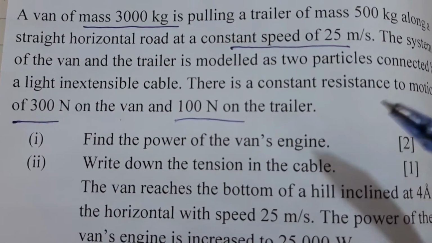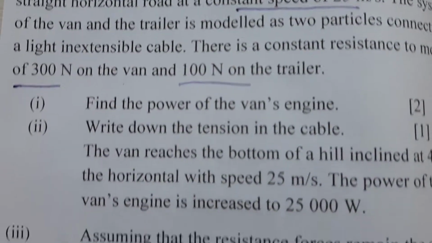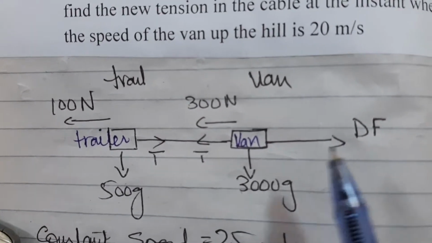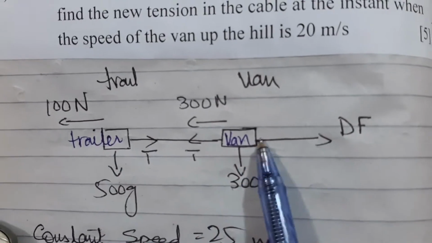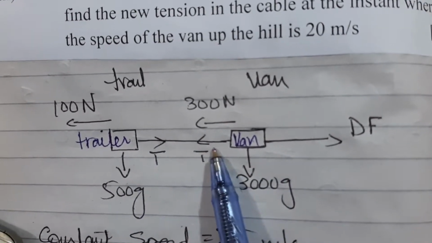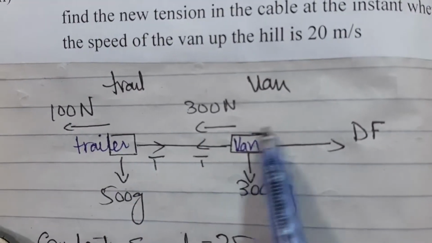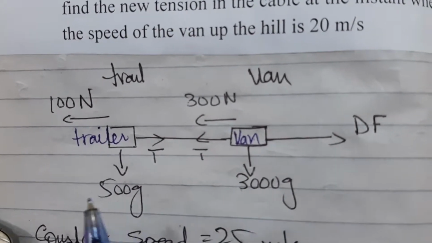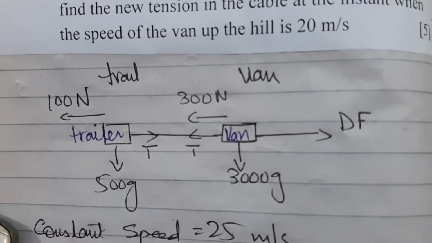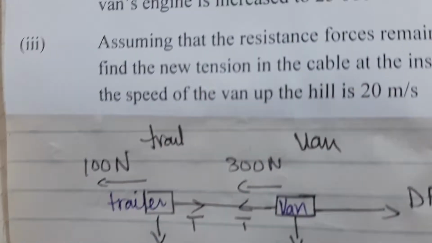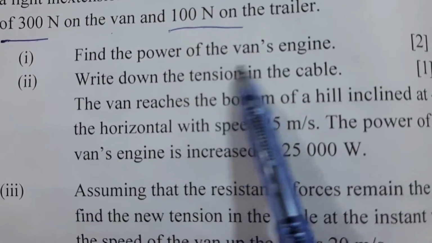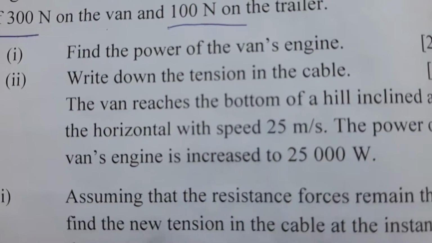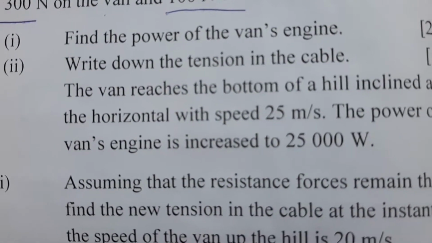So I have explained the whole question in the form of a diagram, which is here. The question is saying a van is pulling a trailer connected by an extensible cable. This is the resistance faced by each, and this is the mass of each, 3000 kg and 500 kg, and the driving force. The first part of the question says write down the power of the van engine, and the second is the tension in the cable. So let's do these two questions first.